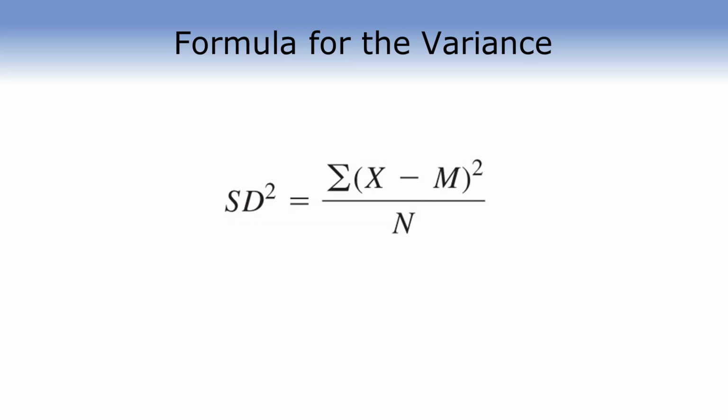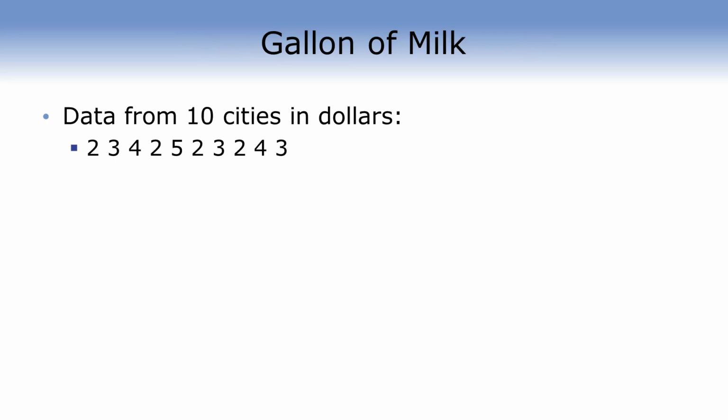Let's take a look at it in practice. So if we have 10 cities and we have data that tells us the price of a gallon of milk across those cities, we need to determine the variance. Well, what's the first step? Well, remember, you see a list of numbers, you need to get the mean.